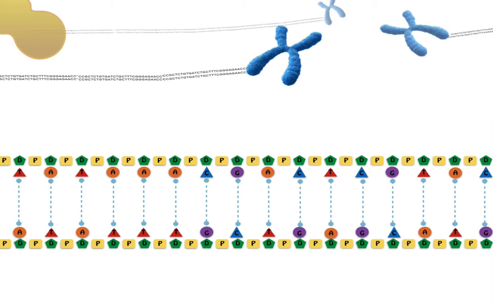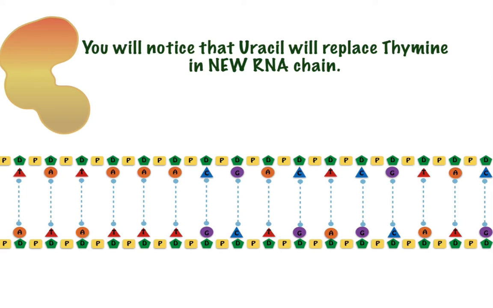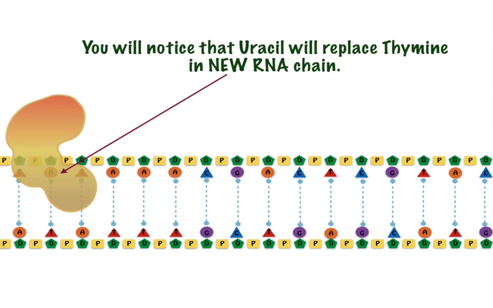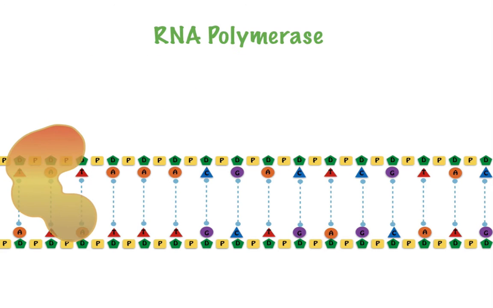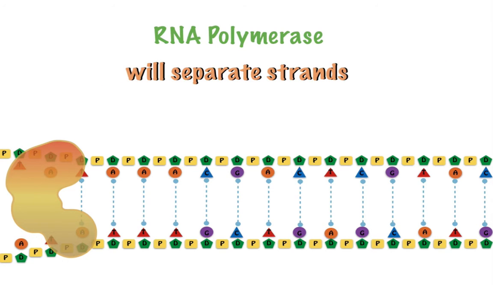So here I have zoomed in a DNA double helix molecule. Okay, so notice how as this copies, that where a T should go, a thymine should go, you're going to see uracil instead. Okay, so you're going to notice these hydrogen bonds, okay, which are signified by these blue dotted lines. The RNA polymerase is going to break those, okay, and it's going to unwind.